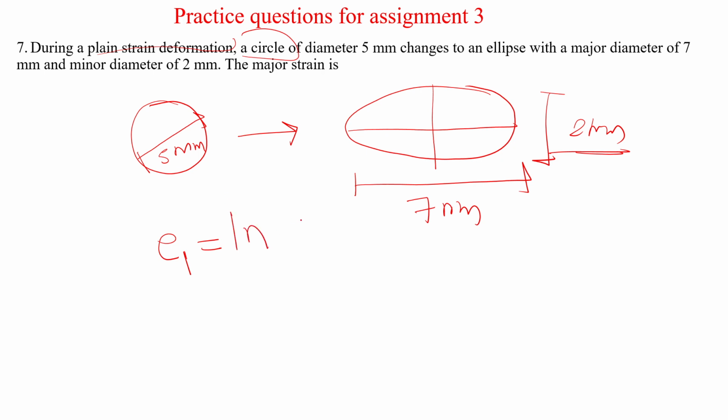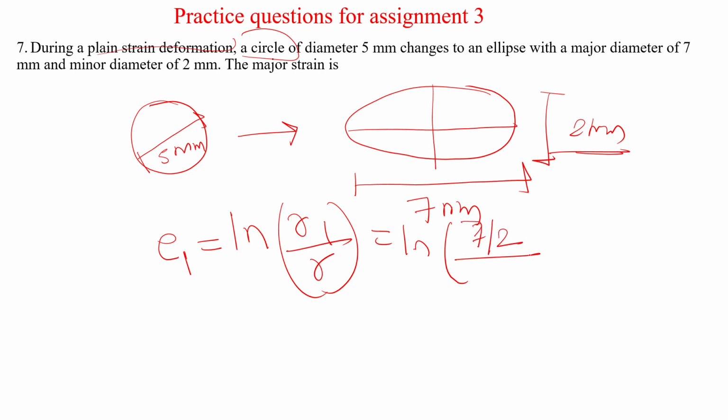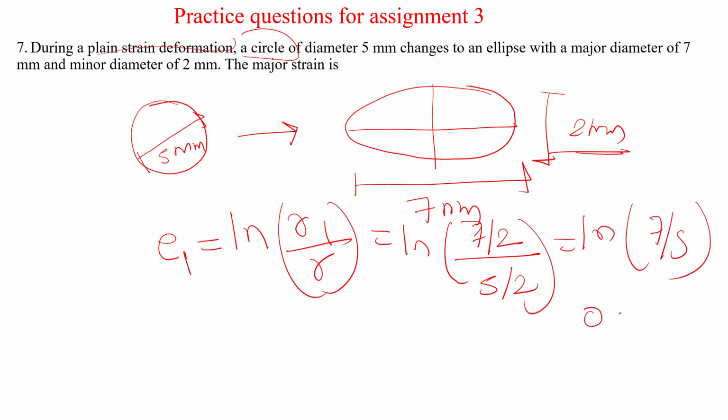What we do is ln R1 by R, we use, na? Yes, sir. So R1 is here what? 7 by 2. And R is 5 by 2. So ultimately it is 7 by 5 only. So the answer is 0.33 something, na? Right? Everyone got this, na? Yes, sir. 0.336. Okay. Then we will go to the next question.